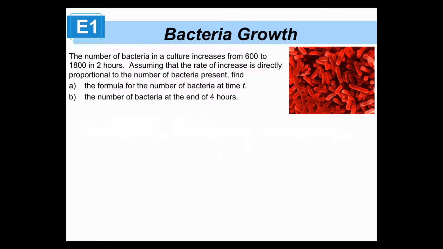Okay, we good? Let's look at the first one. We got some bacteria. The number of bacteria in a culture increases from 600 to 1,800 in 2 hours, assuming that the rate of increase is directly proportional to the number of bacteria present. Find blah, blah, blah. So last year, you'd see this problem. In fact, you probably did a problem very similar to it. And you would plug in the information that you know, calculate a couple different things, and move on. In calculus, we're going to start from scratch. Okay. So let's do that.